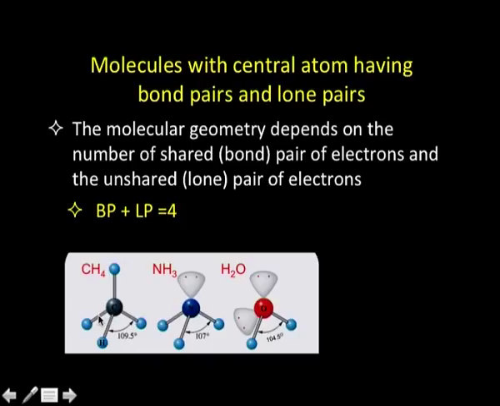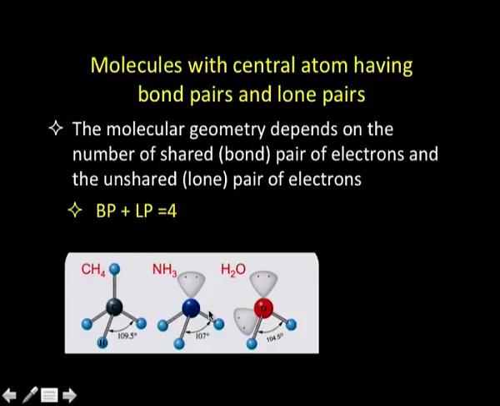We find that the central atom in the 3 cases is carbon, nitrogen and oxygen here. And we find that the total number of electron pairs around the central atom happens to be 4. In this case, there are 4 bond pairs here, and we know that 4 bond pairs will give a tetrahedral geometry, and methane is one of the typical examples of a tetrahedral molecule.